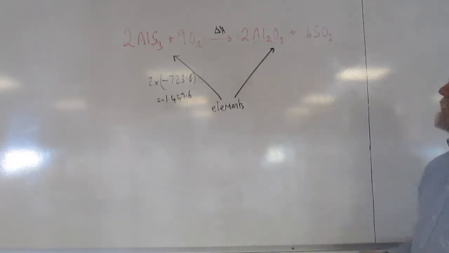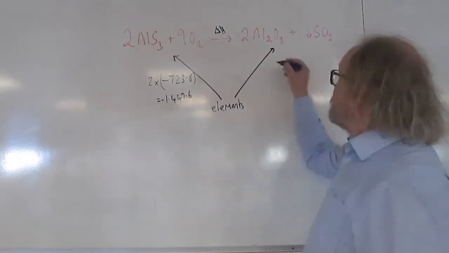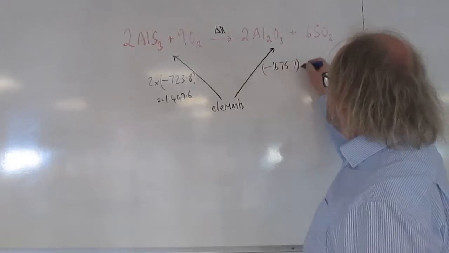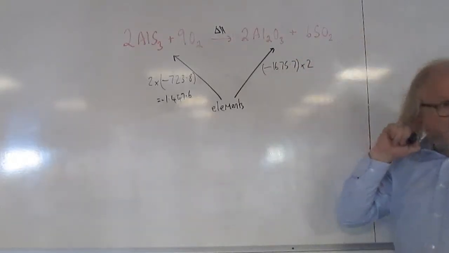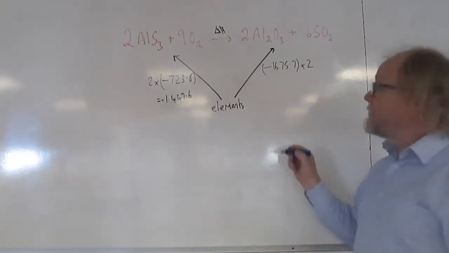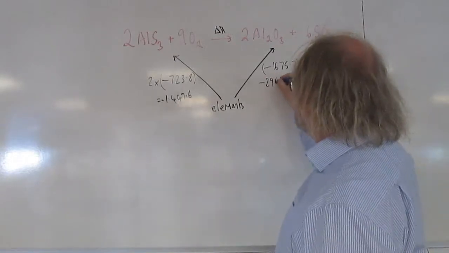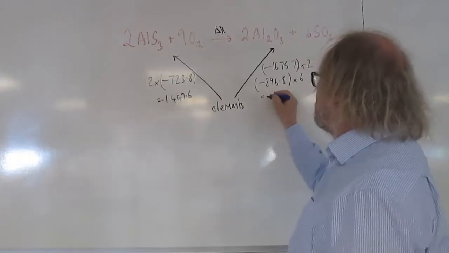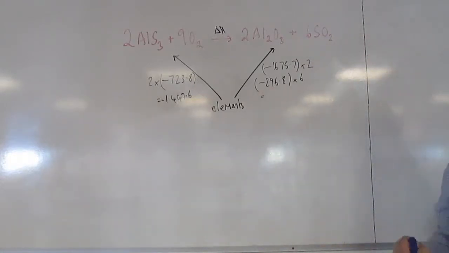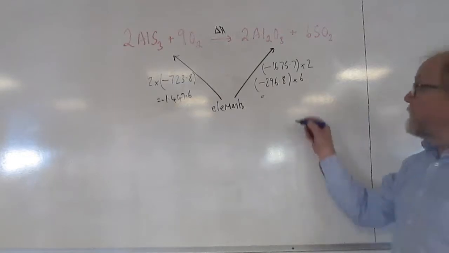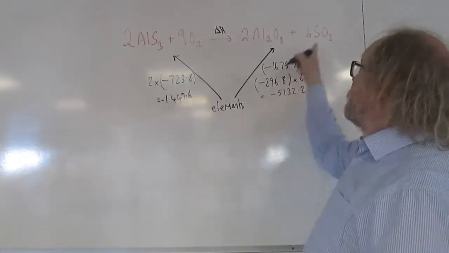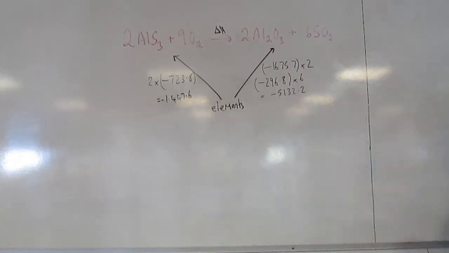This one, going in this direction, we've got 2 moles of aluminium oxide, so that's minus 1675.7 times 2. And we've got 6 moles of SO2, so that's minus 296.8 times 6. And if you add all that lot together, you get minus 5132.2, if you go up to the right hand side.